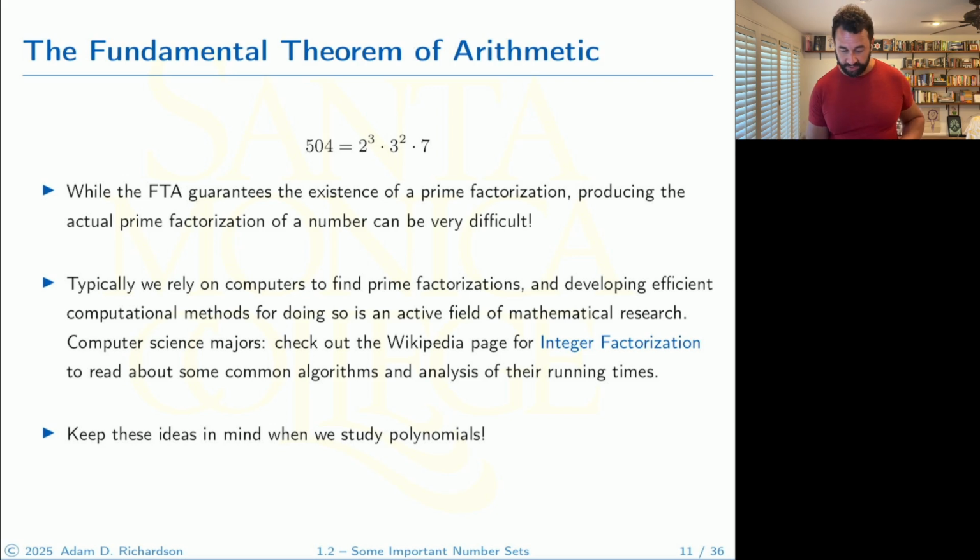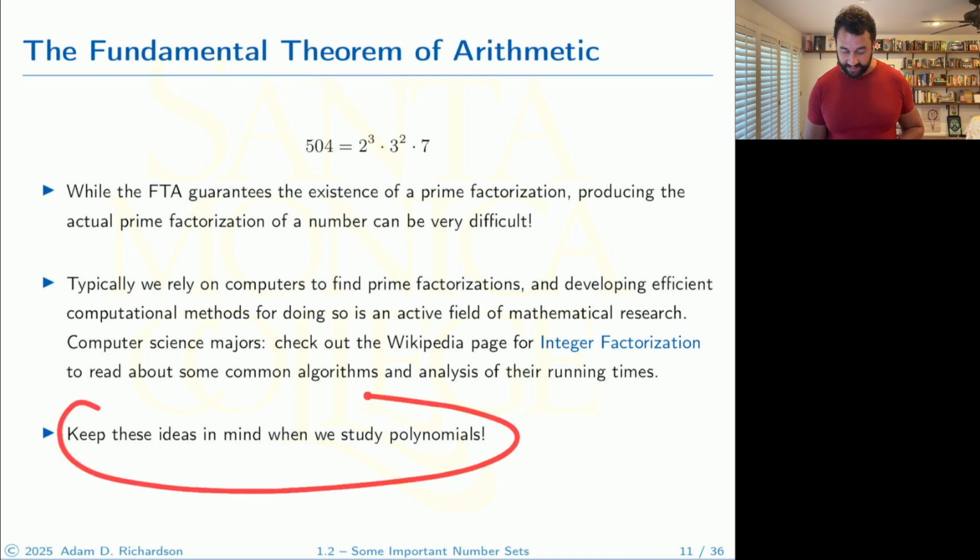Okay, computer science majors, this one's for you. I want you to check out the Wikipedia page for integer factorization and just skim it. It's going to be way over your head, maybe, but skim it so you can get a taste of what's going on today. Coming up with these factorization algorithms is hard, but it's also a fun exercise, and we've already got a lot of them, and they're all differently efficient. Some are very efficient, some are not. If you can come up with another one, you'll get a prize. I'll say it like that. So read about some common algorithms.